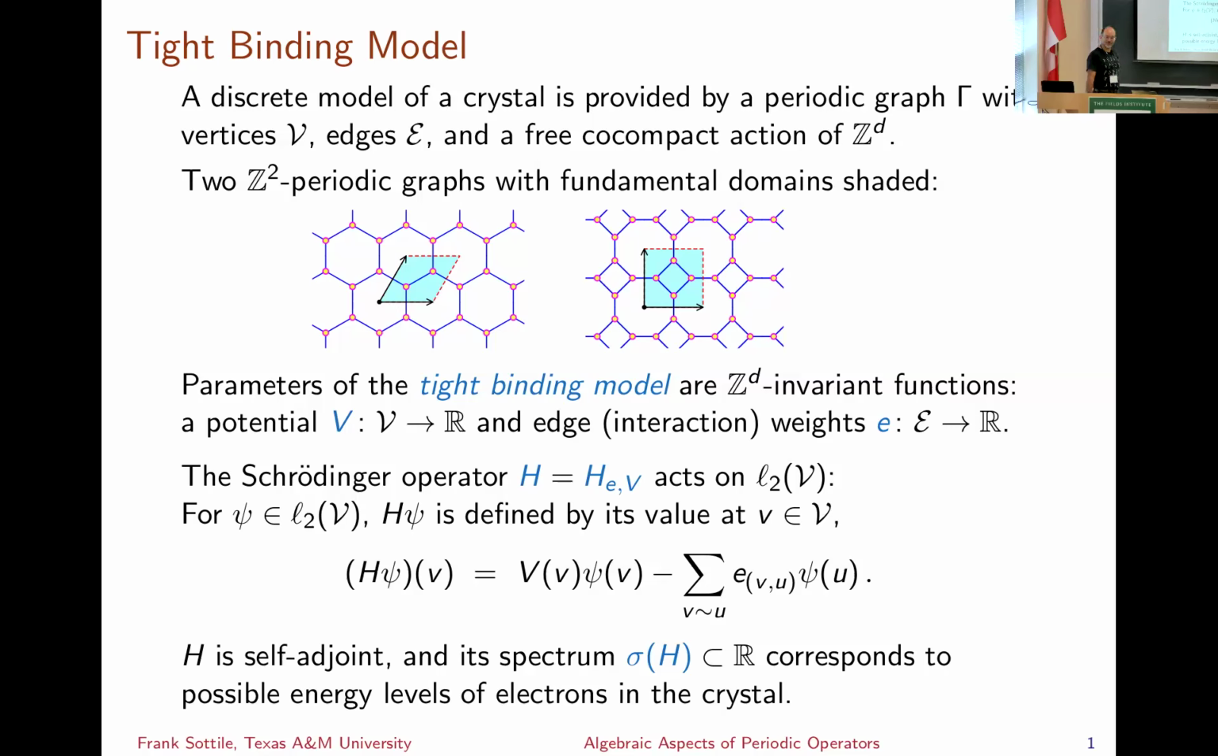Co-compact means there's finitely many orbits of anything. And here are two examples. And it will be useful later on. We choose a fundamental domain of the action on the vertices.